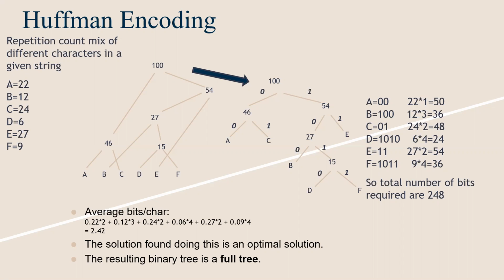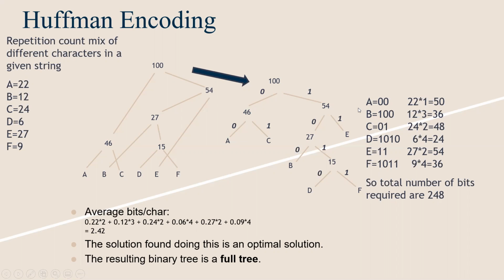Now we can find out, as you can see on the slide, for encoding A, we have to make a path to reach the A character. So from the parent node, we will traverse up to the A character, and whatever the values are there, 0 or 1, we will count them. As you can see, from 100 to A, we have two edges, and both of them are 0, 0.